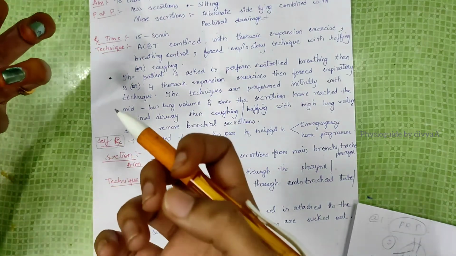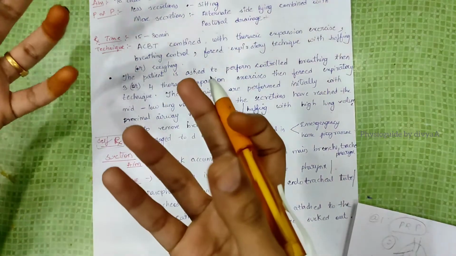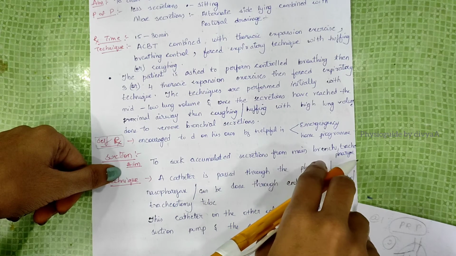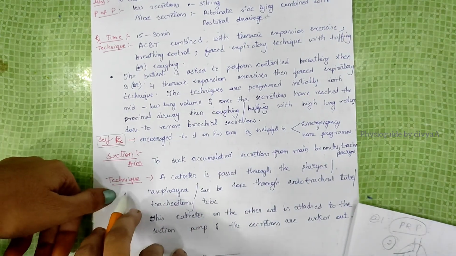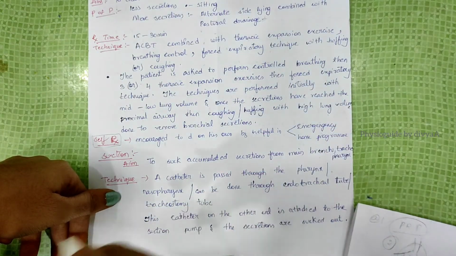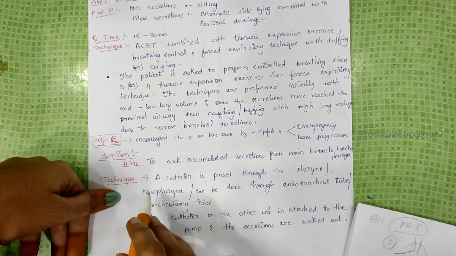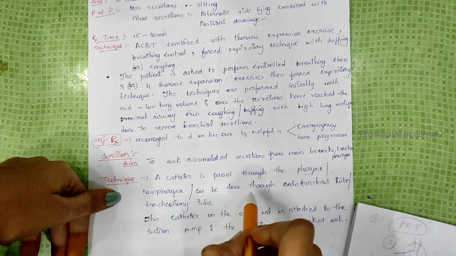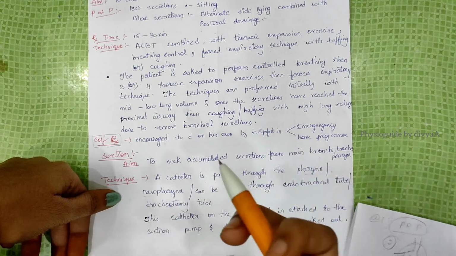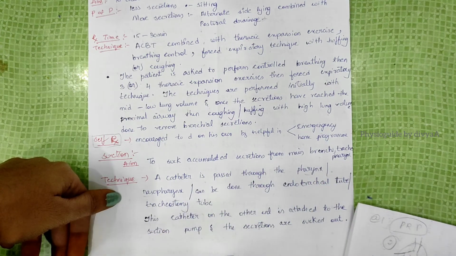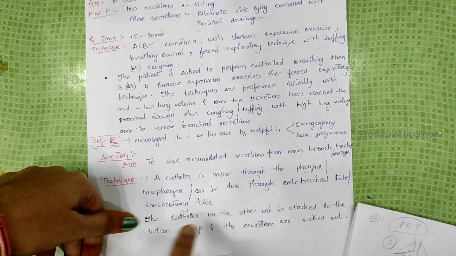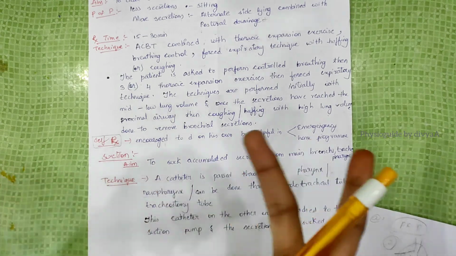Suction means to remove the secretions with the help of a pipe. The aim is to suck accumulated secretions from the main bronchi, trachea and pharynx. A thin catheter is passed through the pharynx or nasopharynx, meaning from the nose, or from the mouth, and can be done through an endotracheal tube or a tracheostomy tube from the neck. The other end of this catheter is attached to the suction pump, and the secretions are sucked out.